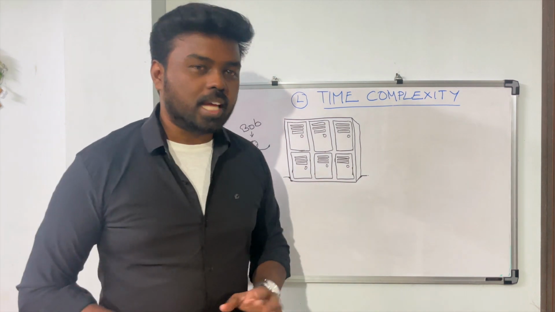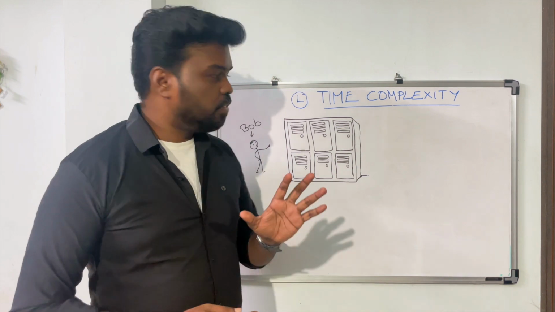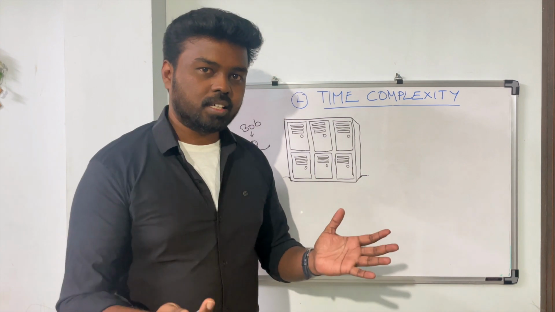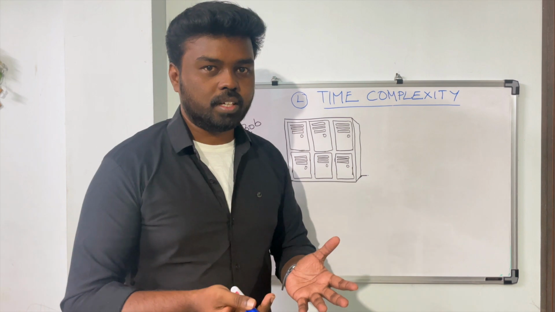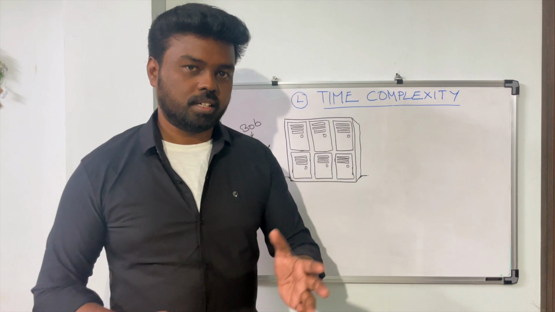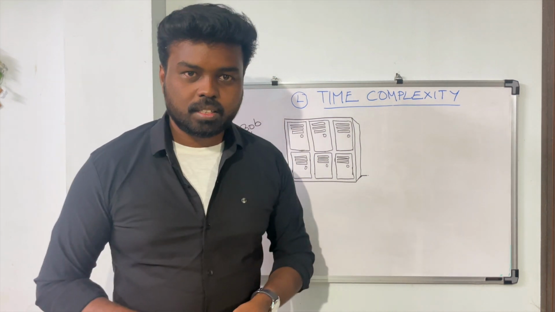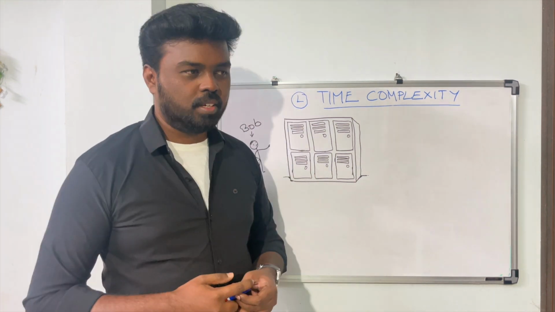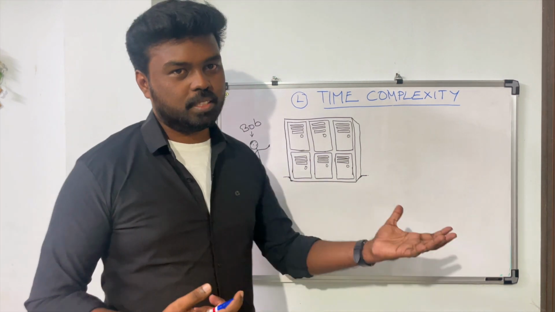Now let's try to measure the time complexity for this particular scenario. Imagine Bob has to spend 1 second in each locker. Say Bob has to open the locker, take the file, check whether it is the one he is looking for, and then close the locker. Just for an example, if Bob spends 1 second in each locker and there are 6 lockers available, then it will take 6 seconds to complete the search operation. So the more lockers we have, the more time it will take Bob to complete the operation.